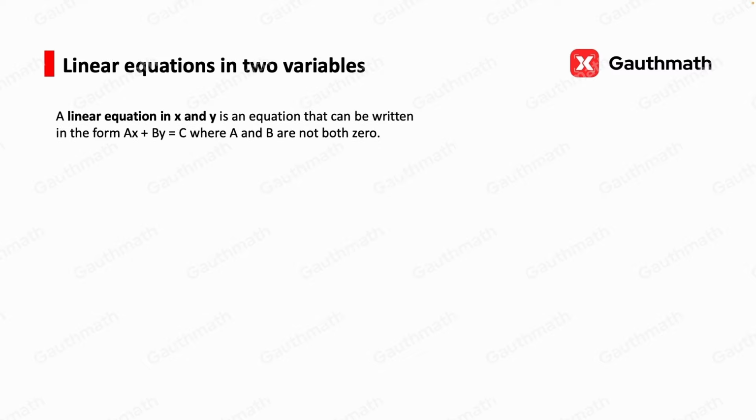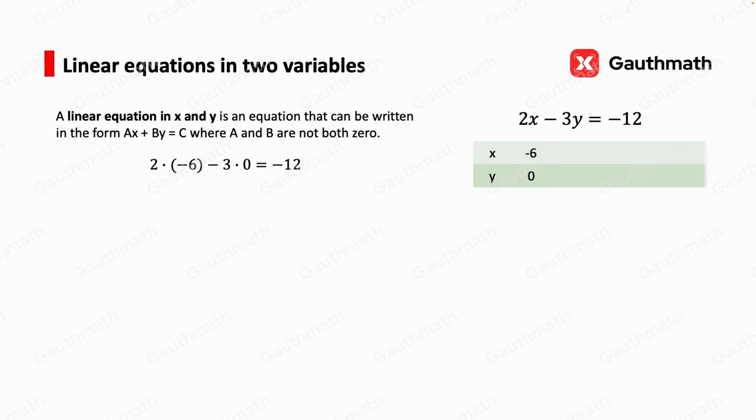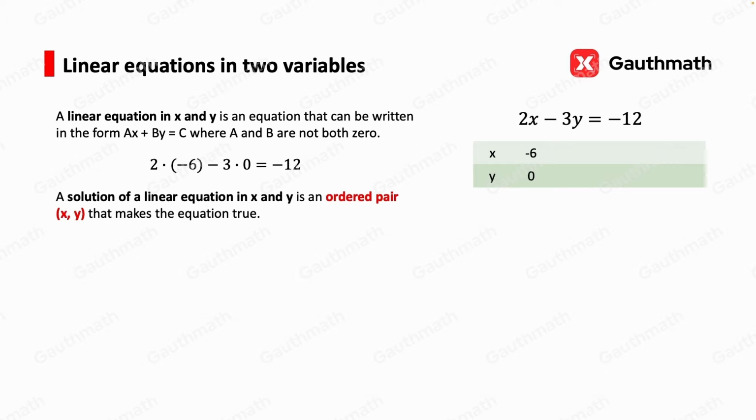A linear equation in x and y is an equation that can be written in the form ax plus by equals c, where a and b are not both 0. For example, we have 2x minus 3y equals -12. A quick guess and check can give us a solution, since when we substitute x equals 96 and y equals 0 into the equation, they make the equation true. A solution of a linear equation in x and y is an ordered pair (x, y) that makes the equation true.